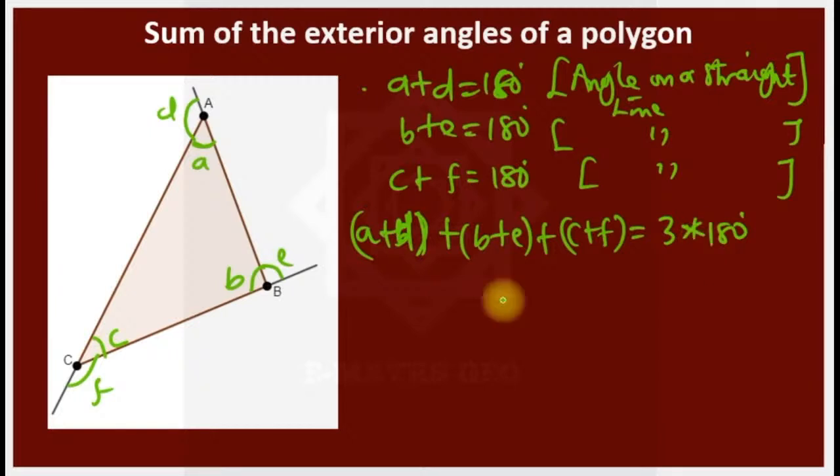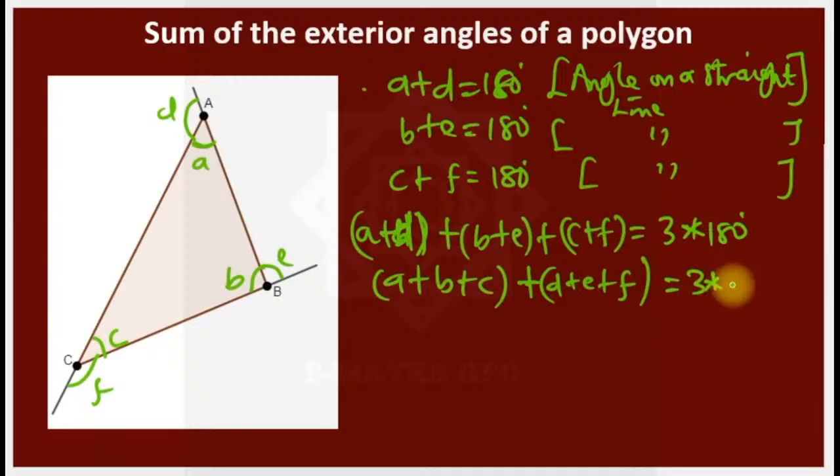And again, what are the interior angles here? A, B, and C. You know, addition is commutative. If I add 2 plus 3, I can still write it as 3 plus 2. So I will rearrange this. Instead of writing A plus D plus B plus E, I will sum A plus B plus C as one group and sum the exterior angles, which are D plus E plus F. So we are still on the right track.